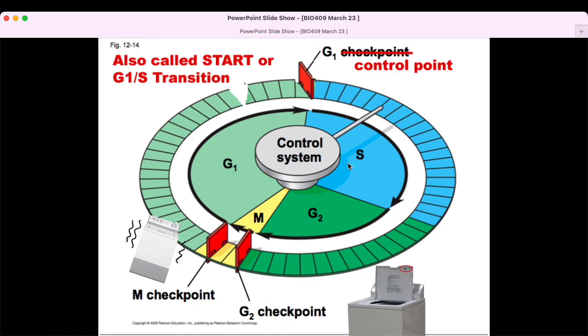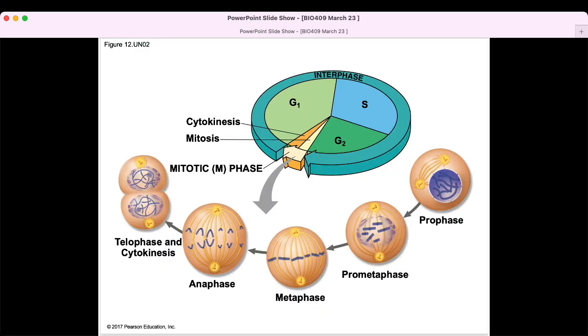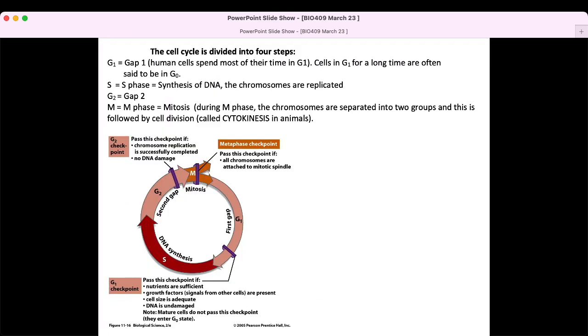Okay, so that's what we're talking about, and it would be in here that there's this checkpoint to say, are we doing that right? And if not, it stops and it tries to correct it, and it just waits. And in an advanced stage cancer cell, it just doesn't wait. It's just like, whatever, I'm busy causing trouble.